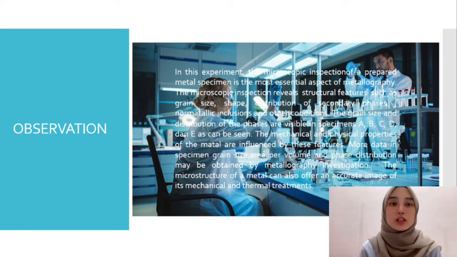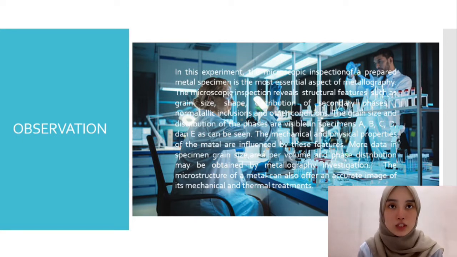For the next slide, we're going to look at the observation. In this experiment, the microscopic inspection of a prepared metal specimen is the most essential aspect of metallography. The microscopic inspection reveals structural features such as grain size, shape, distribution of secondary phases, non-metallic inclusions, and other conditions. The grain size and distribution of the phases are visible in specimens A, B, C, D, and E as can be seen.